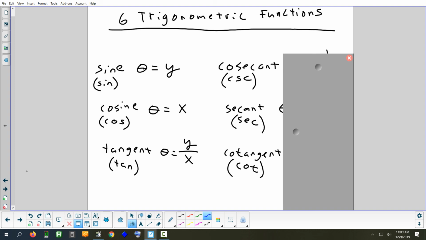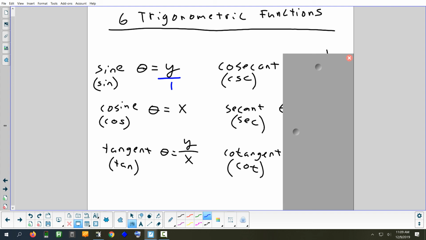Right now, I don't have y as a fraction. How could I write y as a fraction? Yeah, y over 1. Now, here's the relationship between what's on the left and what's on the right. They're reciprocals of each other.